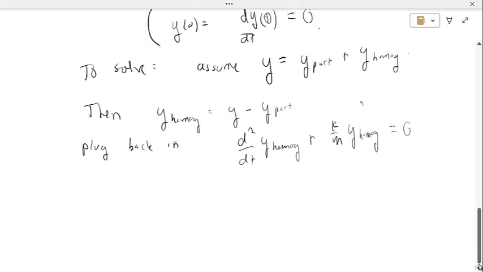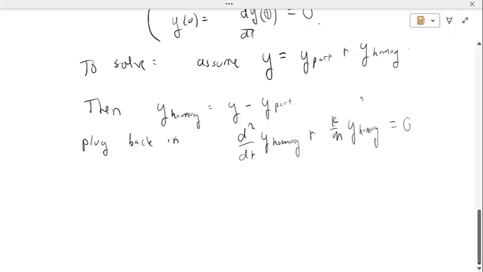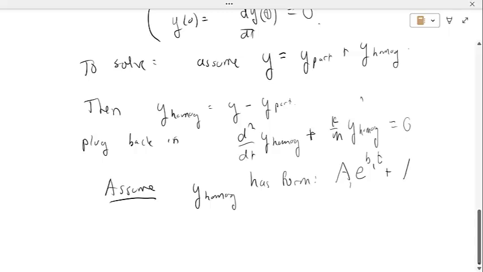Okay? So what you should do is assume, all right, now you can go through and try to solve it, but we're going to build on the shoulders of giants and use what we know about this type of problem, that we'll assume that y homogeneous has the form a1 e to the b1 t plus a2 e to the b2 t. Okay. Now, b1 and b2 will be complex.